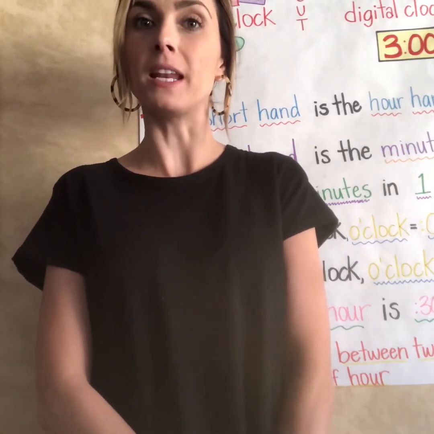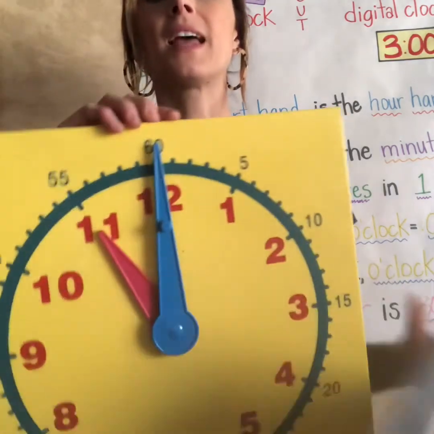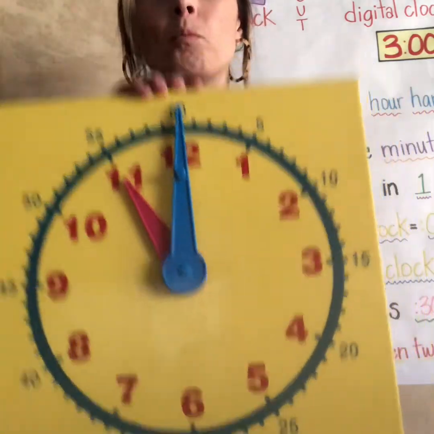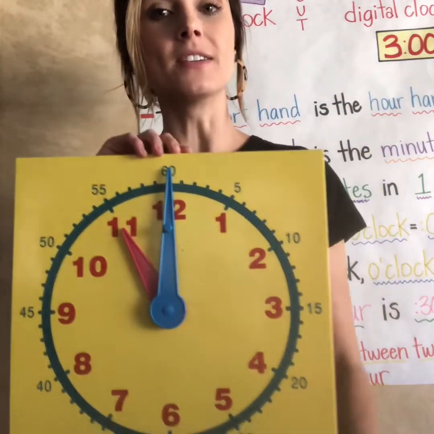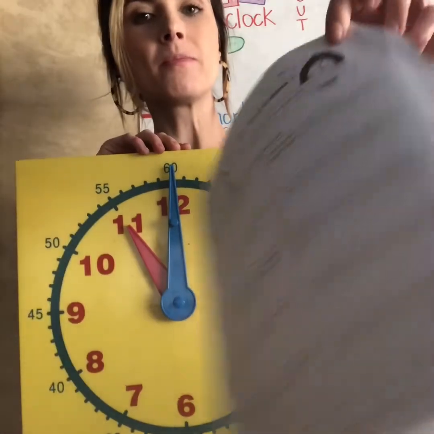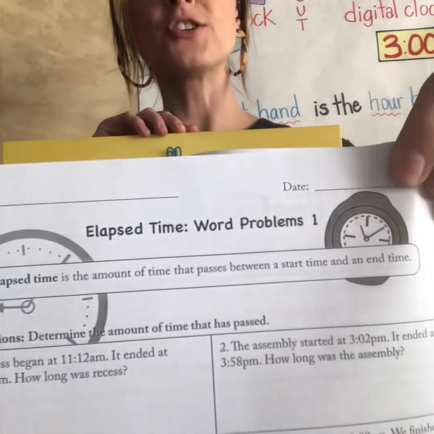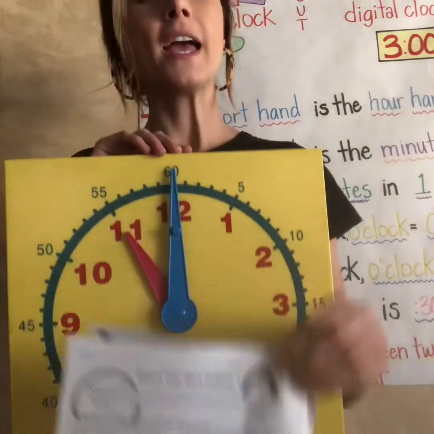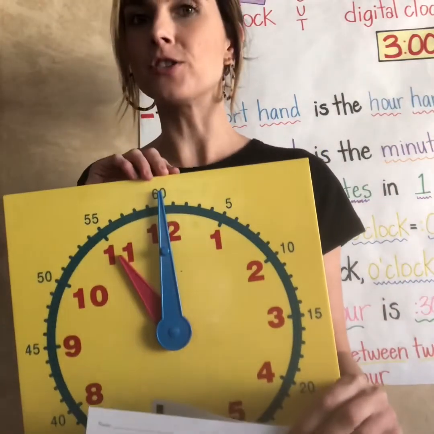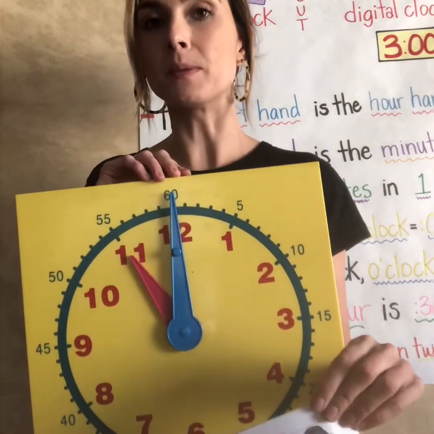All right. So tomorrow is our next Zoom meeting. I will see you all at 11 o'clock. We'll be reviewing some more time skills. We will be going over this elapsed time page out of your workbook, and I'll be here to answer any questions about the work packet that's been sent home.